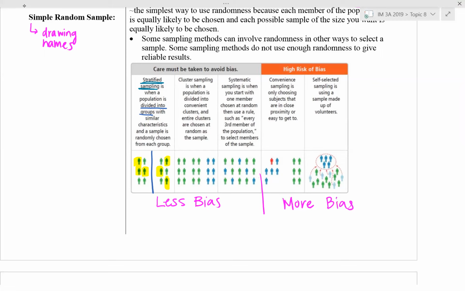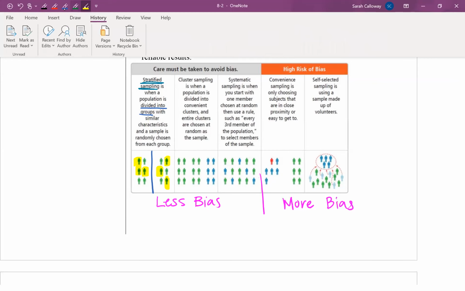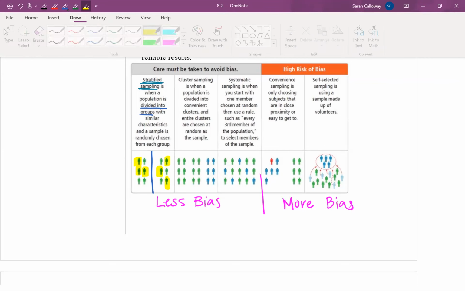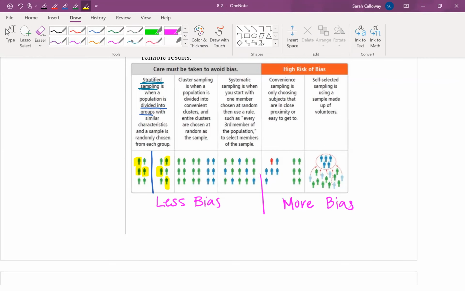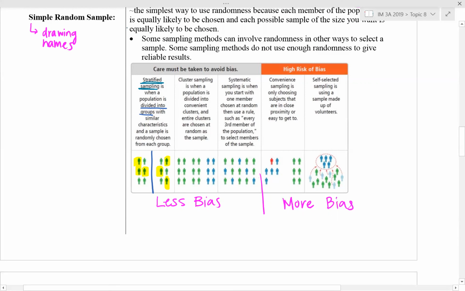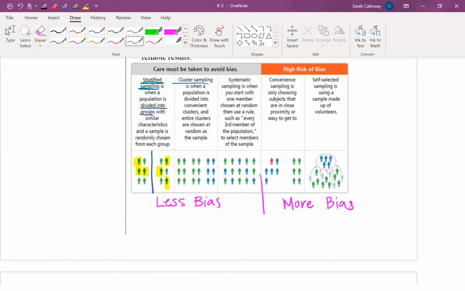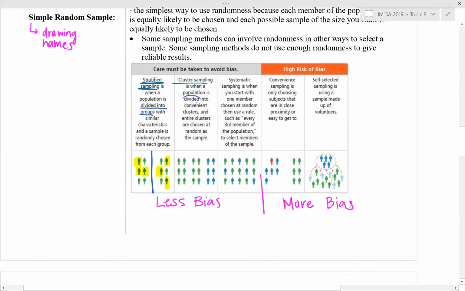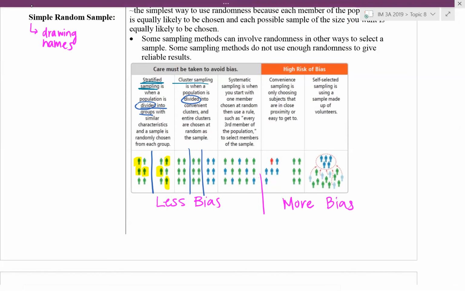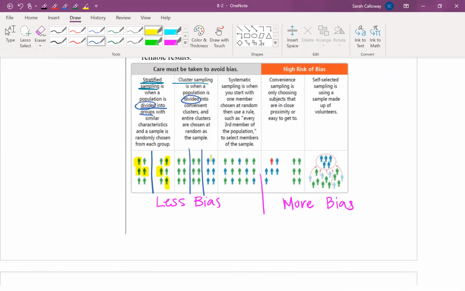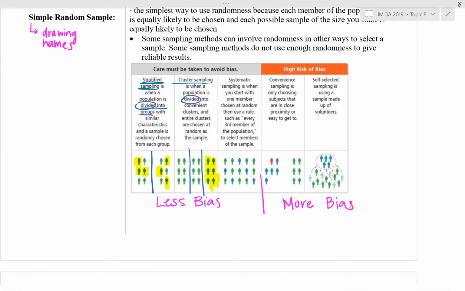Cluster sampling and stratified sampling are similar. The way that they're different is that when I'm doing cluster sampling, I'm still dividing the population into groups or clusters. So it's still divided, right? If I have these 3 groups here, the difference is that entire clusters are selected. So I select that whole group.